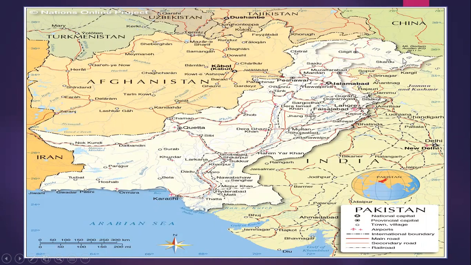Here is, as I told you, the mountain of K2. The second highest mountain peak in the world is K2. It's on the China border. It must be here. Here is, look, the city Islamabad, capital of Pakistan. Here is Lahore, Faisalabad, Multan.